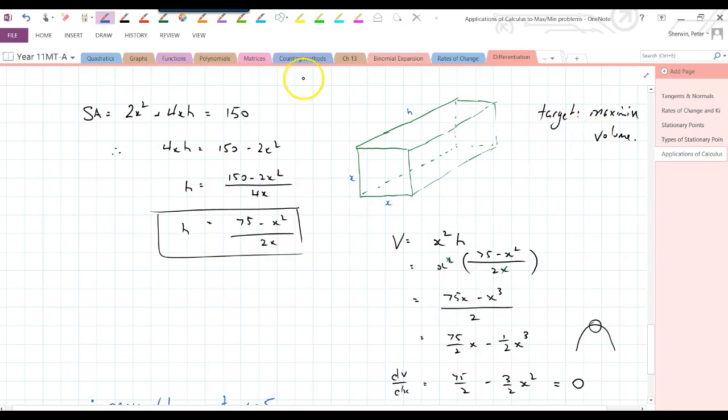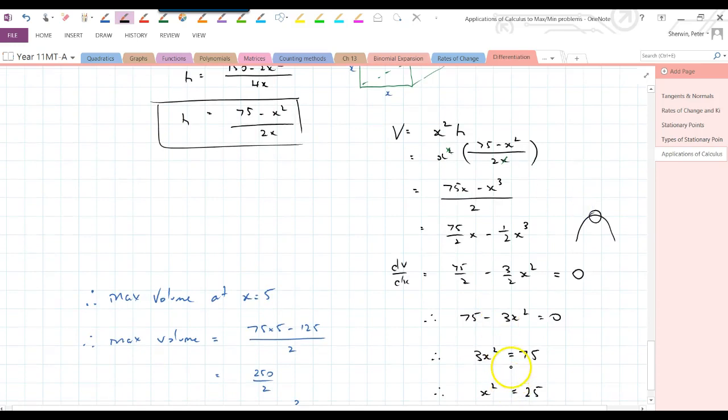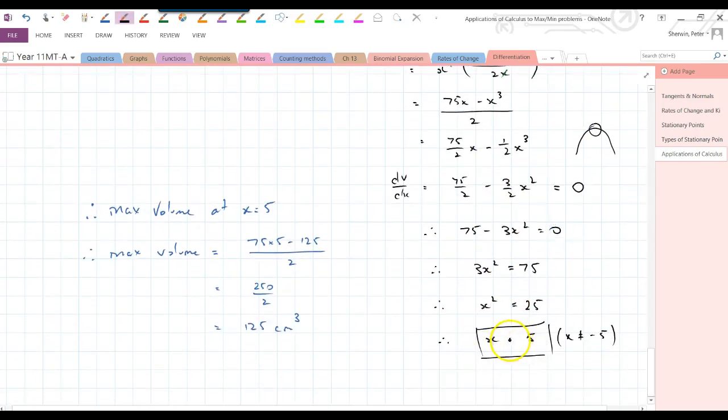Let's be really clear on what our target is: to maximize volume. So I need to get an expression for volume and then differentiate it, make dV/dx equal to 0 and solve it. Remember, you can use your calculator for all this stuff. x equals 5 is my solution. Put that back into my volume expression to find out my maximum volume.